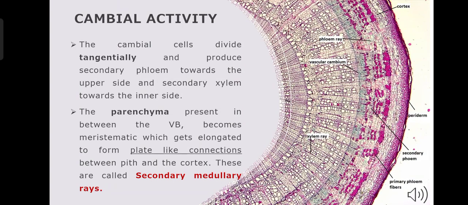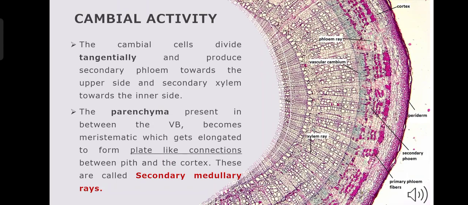Since the cambium is meristematic in nature, it continuously divides and produces more number of cells. The cells that are produced towards the upper side form the secondary phloem, whereas those produced towards the lower side or the inner side form the secondary xylem.